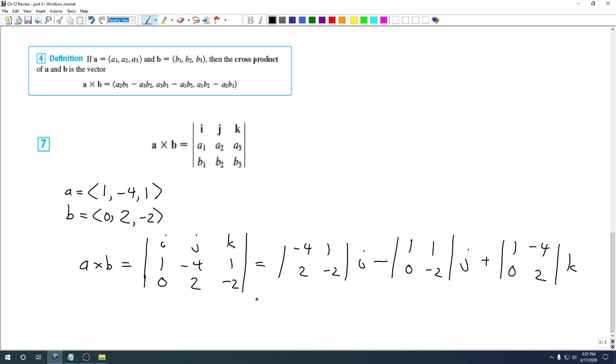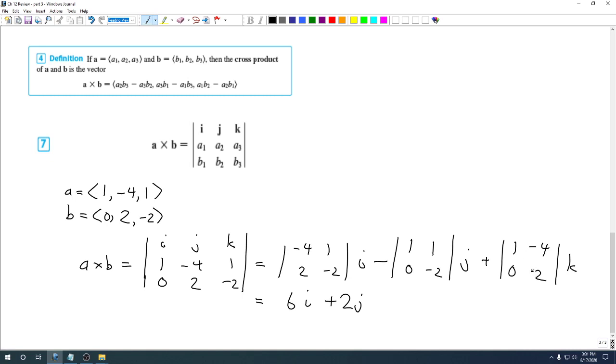To take the determinant of this 2 by 2, we essentially cross multiply, so -4 times -2 will give us 8, but then we subtract 1 times 2, so 8 minus 2 will give us a 6 times i. Then here we do the same thing, 1 times -2, but then minus, well, this is just 0 when we take 1 times 0. So you get a -2, but with that negative that's already there, we get a plus 2 times j. Finally, we do the same thing here.